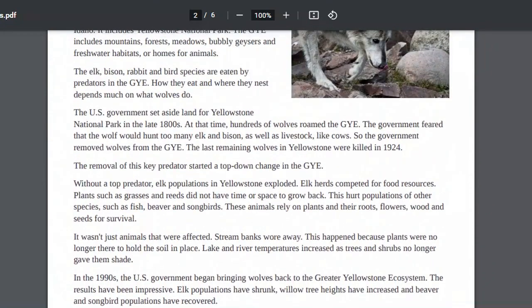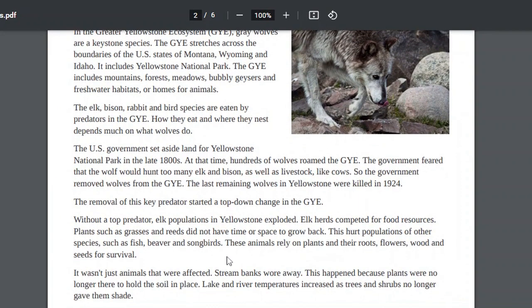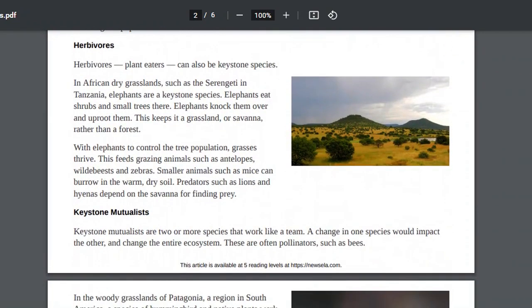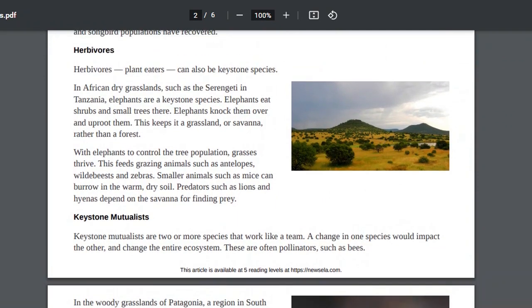Just like when we read about the wolf being removed and the overpopulation of the elk coming in, affecting the plants and other animals around, it's like a domino effect. Once one thing happens, other things are going to be affected because of that. Pay attention as you read in Herbivores and Keystone Mutualists to see what is that key piece that, if it's removed, will affect the rest of that area in that ecosystem.